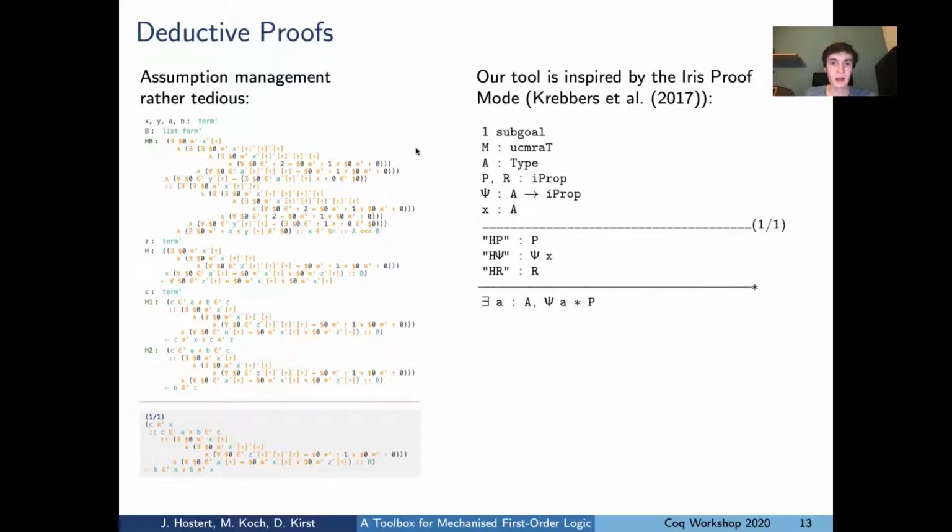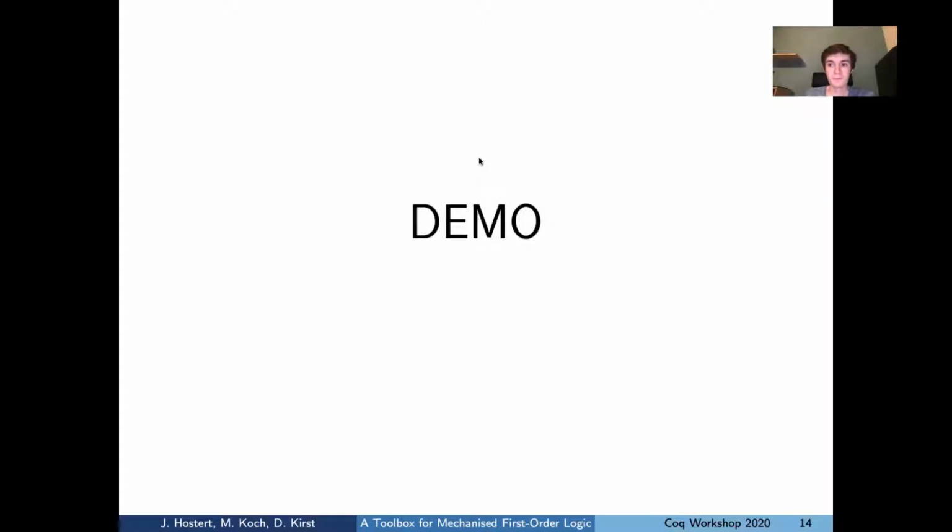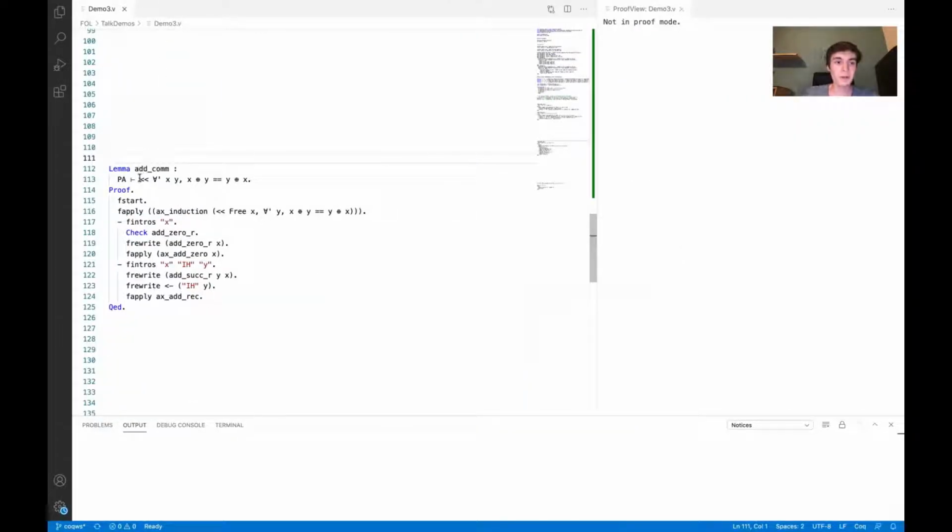And to show you what this looks like, we have another demo. So we once again have the example of commutativity of addition, which we can now nicely write down thanks to our input language. But as you can see, as soon as we start the proof, the De Bruijn indices are back. But by activating our proof mode using the tactic fstart, you can see that the goal immediately changes and the De Bruijn indices are replaced with named binders. Also, the context is now displayed above this line, just like in the Iris proof mode.